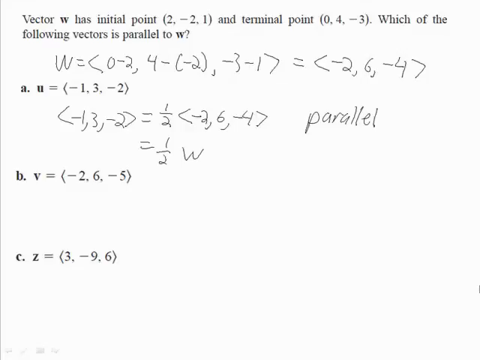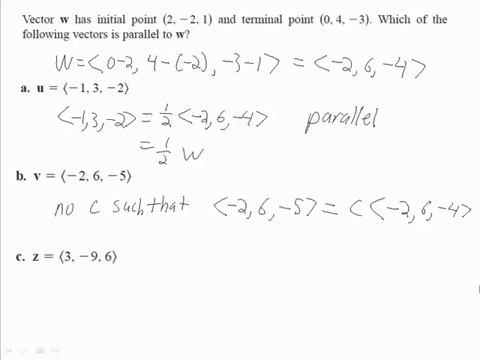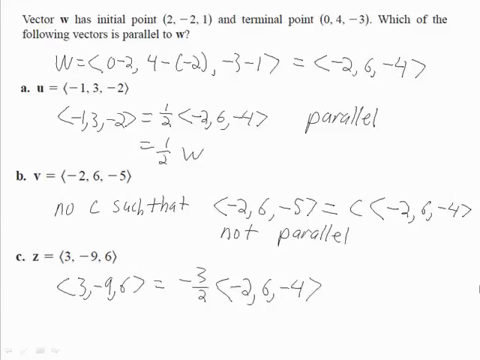For part B, there does not exist any scalar c such that the vector -2, 6, -5 equals c times the vector -2, 6, -4. So you can conclude that v and w are not parallel. For part Z, the vector 3, -9, 6 is equal to -3/2 times the vector -2, 6, -4, which equals -3/2 w. So you can conclude that z and w are parallel.